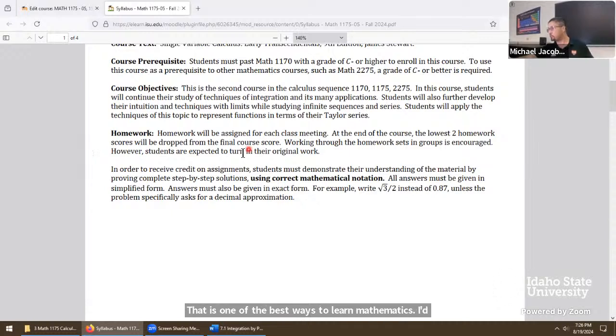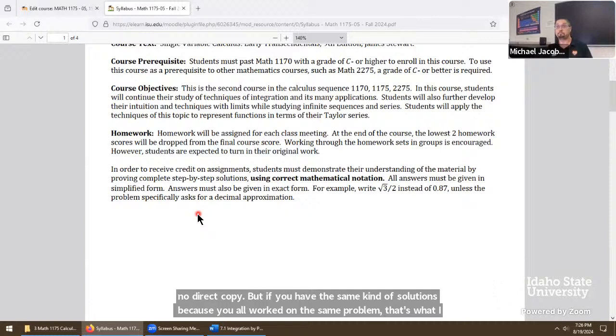You're all welcome to learn in groups. All I ask is, be sure to work to hand in your own original work. So no direct copy, but if you have the same kind of solutions because you all worked on the same problem, that's what I would have expected. Any questions, folks, about the homework component?